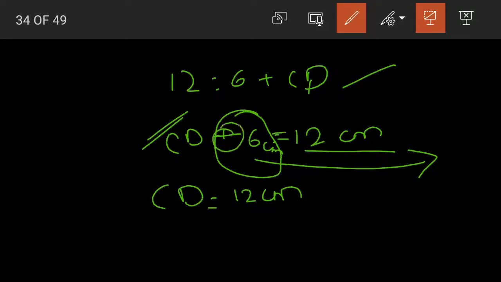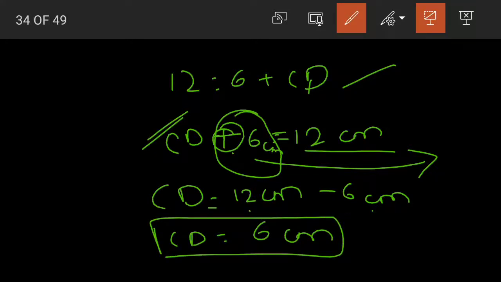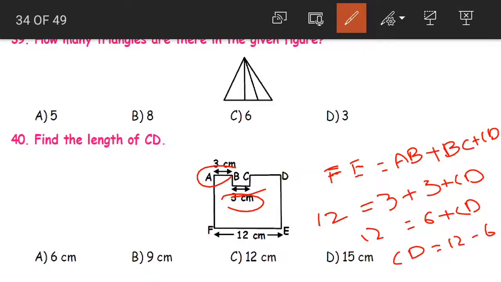Now here it is in addition. So when it goes to the other side, what is the opposite of addition? Subtraction. So it will be minus 6 centimeters. 12 minus 6, 6. So the length of CD is equal to 6 centimeters. Is this clear children? The length of CD is equal to option C, 6 centimeters.